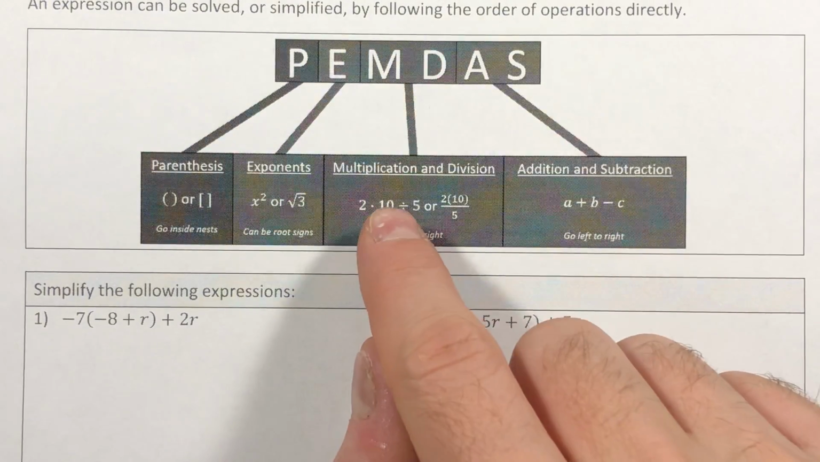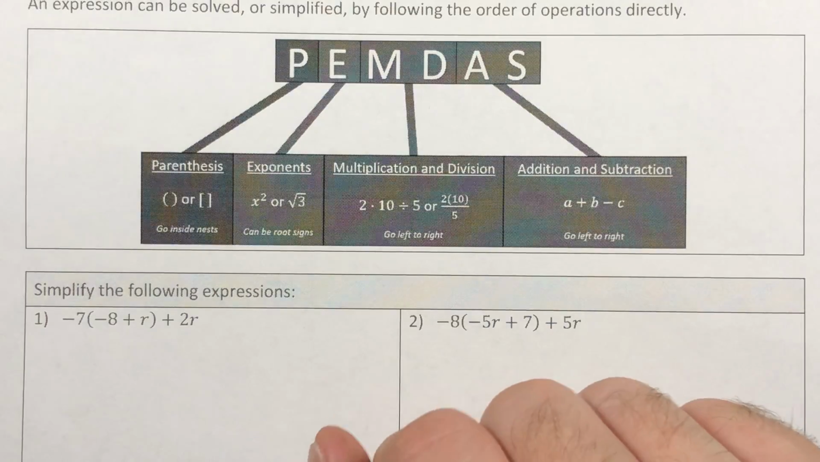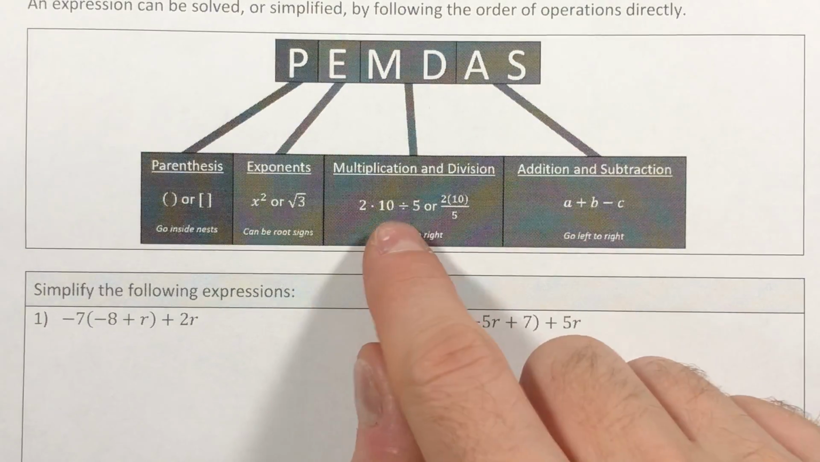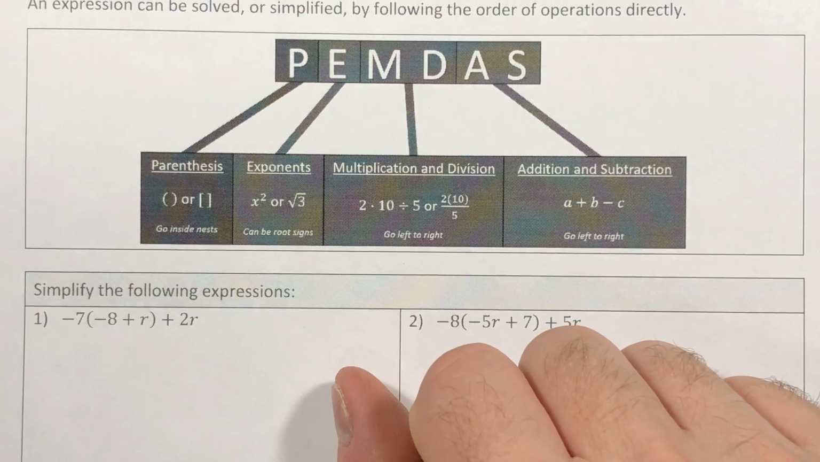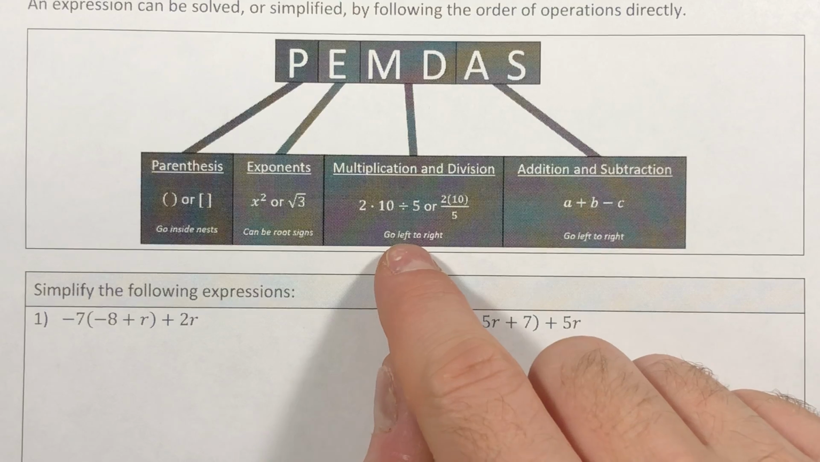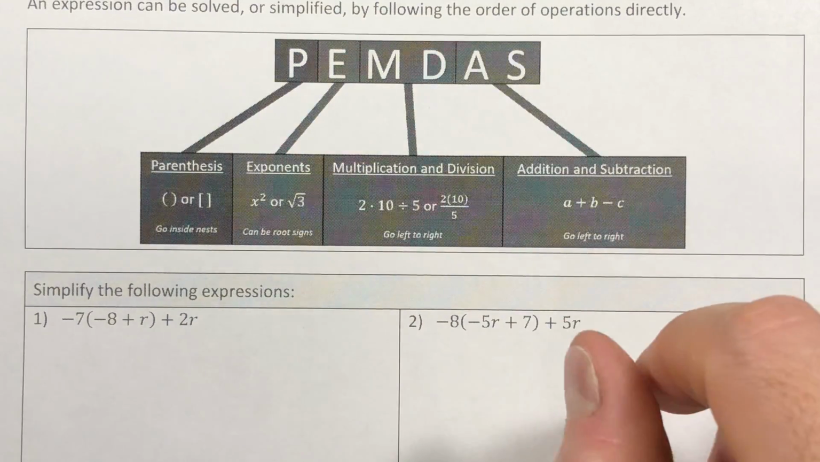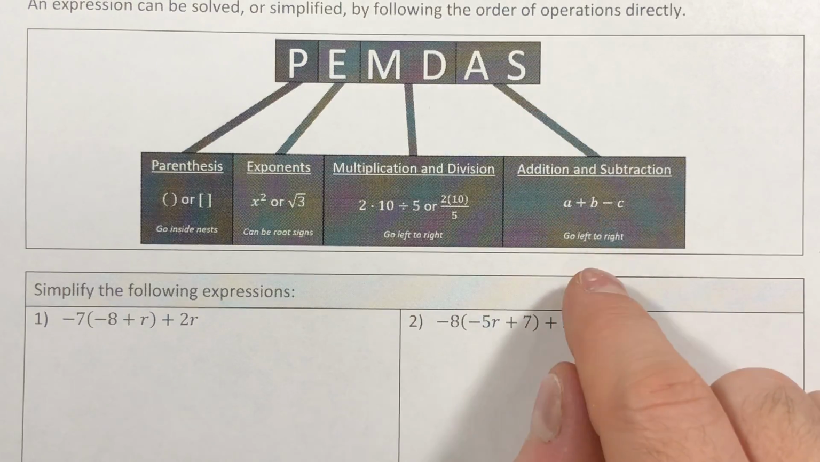The next is multiplication and division. You're going to either see a dot or a division sign. You might even see a set of parentheses or a fraction. These are both multiplication and division. Typically, we're going to go left to right within the expression. You can find that we don't always need to follow this directly, but we are going to for this particular case.